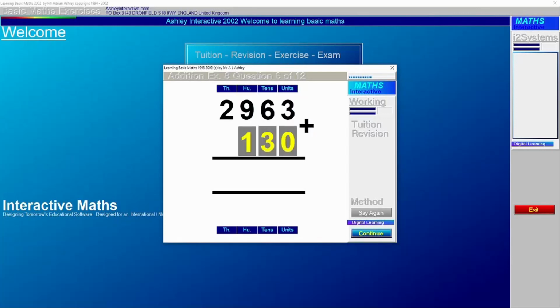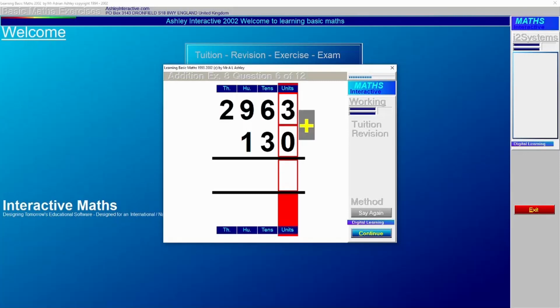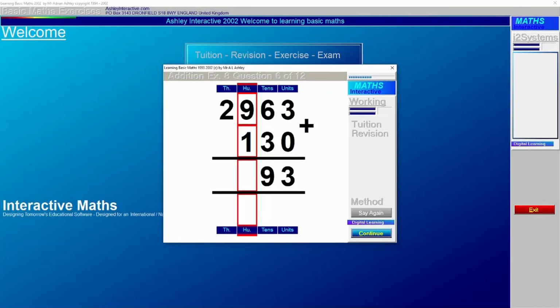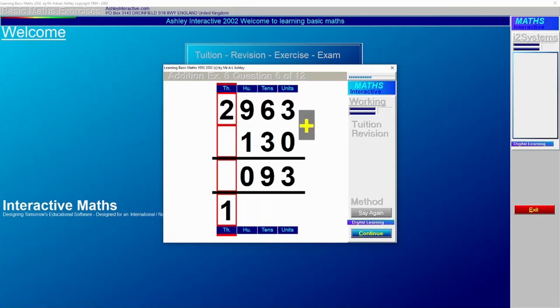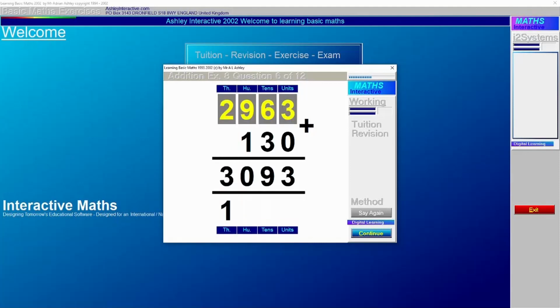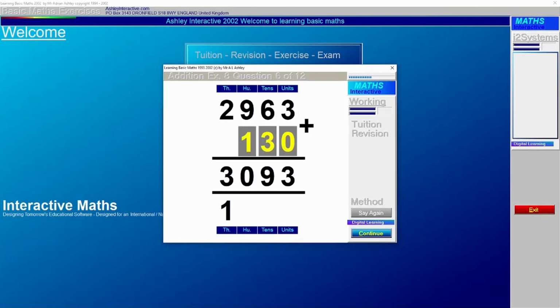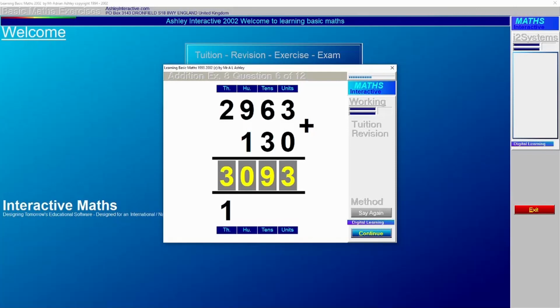2,963 add 130. Adding up the units column. 3 add 0 is equal to 3. Adding up the tens column. 6 add 3 is equal to 9. 9 add 1 is equal to 10. 1 carry 0. 2 add 0 add 1 is equal to 3. 2,963 add 130 is equal to 3,093.